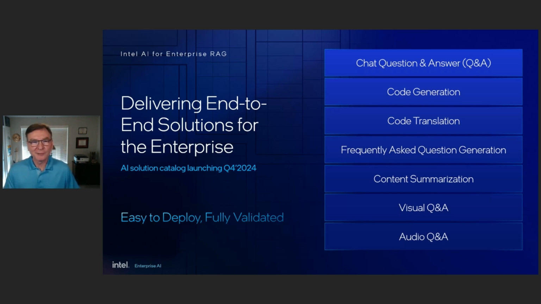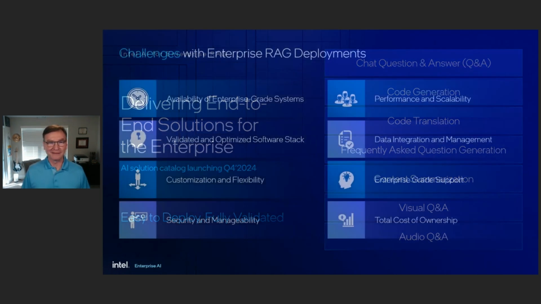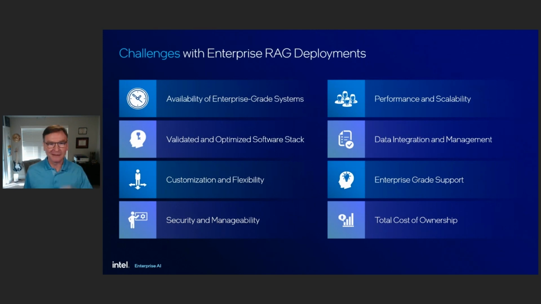Now, deploying enterprise RAG is not without its challenges. There's a few challenges that the enterprises face, and the first is the availability of enterprise-grade systems. There's just a lack of end-to-end tailored solutions that integrate seamlessly with existing infrastructure. When we look at the need for validated and optimized software stacks, enterprises need obviously validated and optimized software, but it needs to be tailored to their specific hardware platforms for optimal performance and for ease of use.